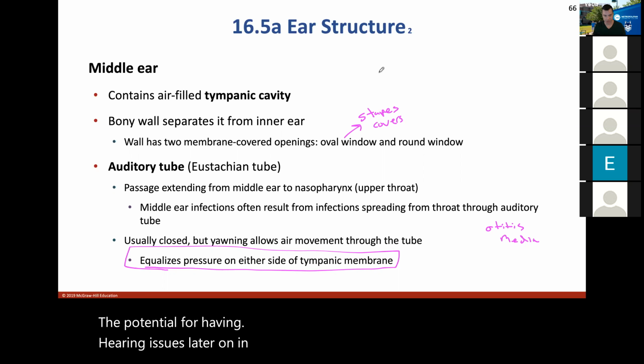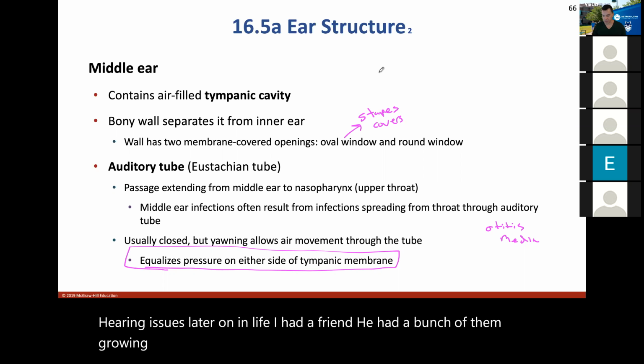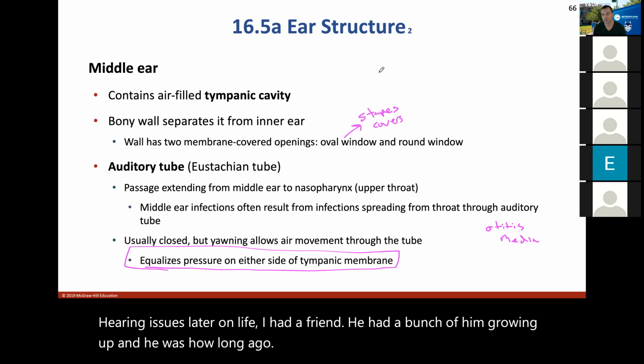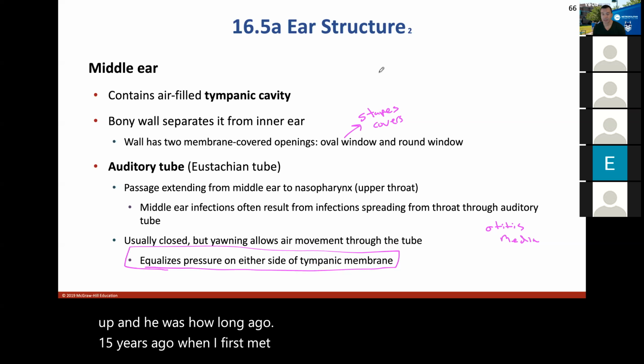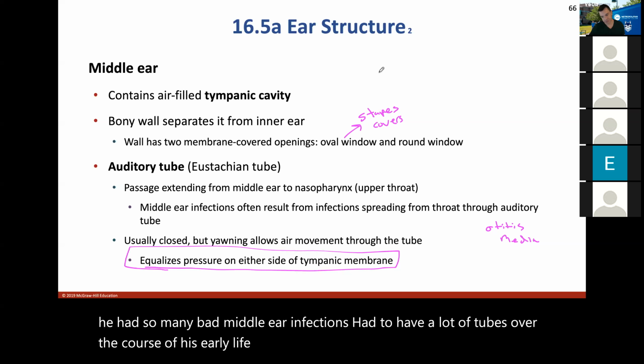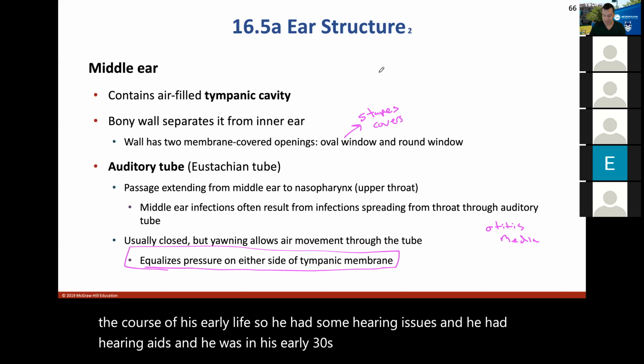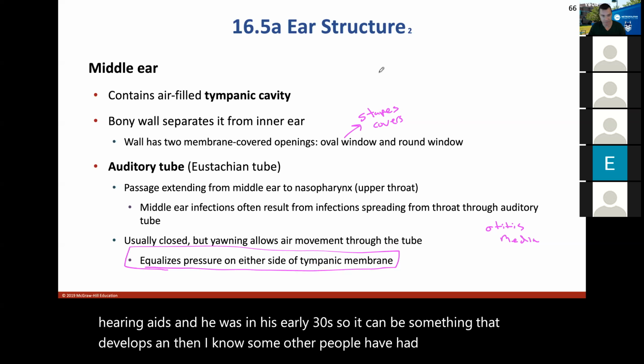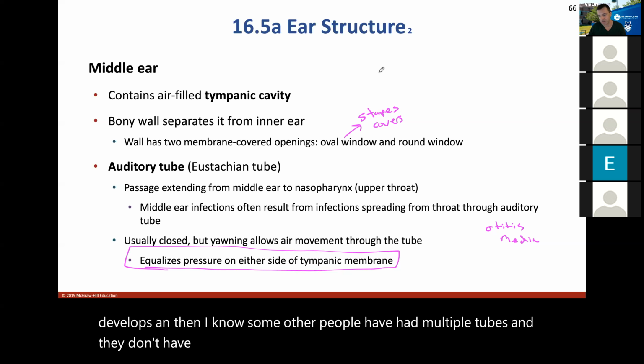I had a friend, he had a bunch of them growing up. That was 15 years ago when I first met him. He had hearing aids because he had so many bad middle ear infections, had to have a lot of tubes over the course of his early life. So he had some hearing issues and he had hearing aids, and he was in his early 30s. So it can be something that develops. And then I know some other people have had multiple tubes and they don't have a significant drop off in hearing. So it happens all over the place.